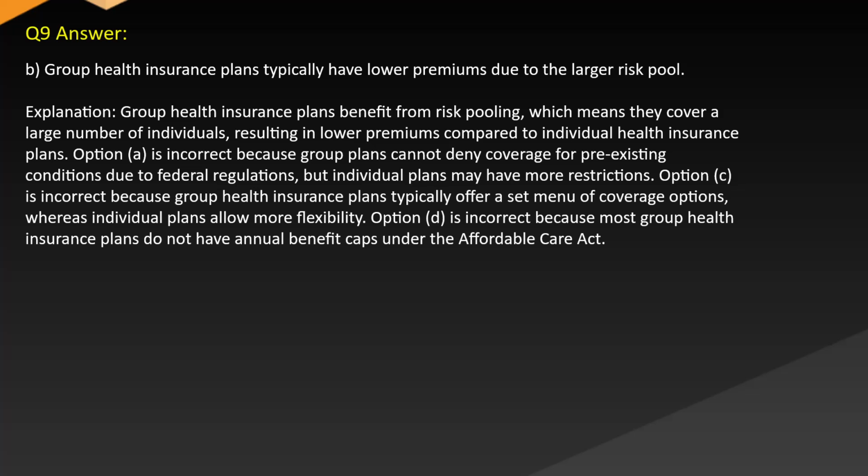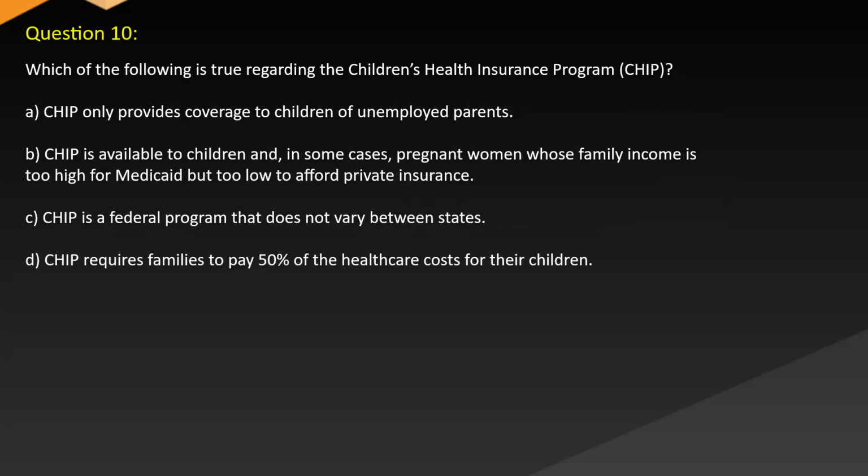Option A is incorrect because group plans cannot deny coverage for pre-existing conditions due to federal regulations, but individual plans may have more restrictions. Option C is incorrect because group health insurance plans typically offer a set menu of coverage options, whereas individual plans allow more flexibility. Option D is incorrect because most group health insurance plans do not have annual benefit caps under the Affordable Care Act. Question 10. Which of the following is true regarding the Children's Health Insurance Program?